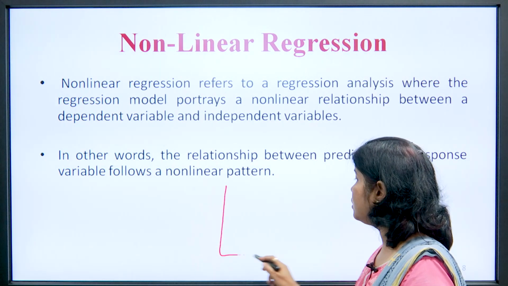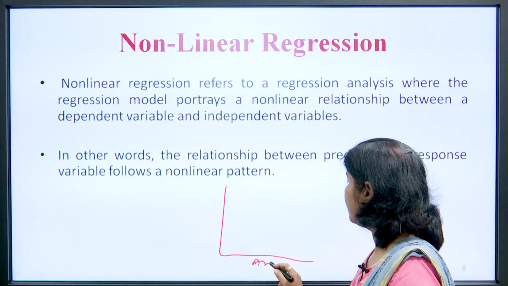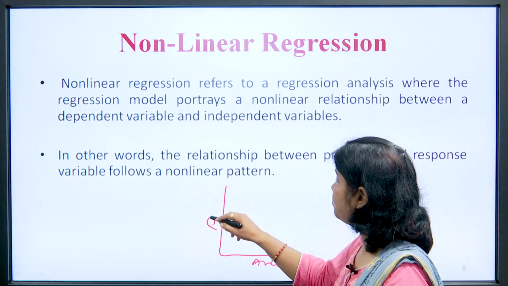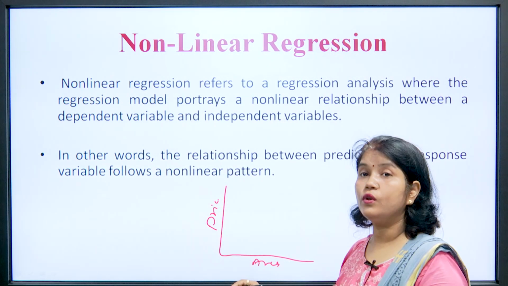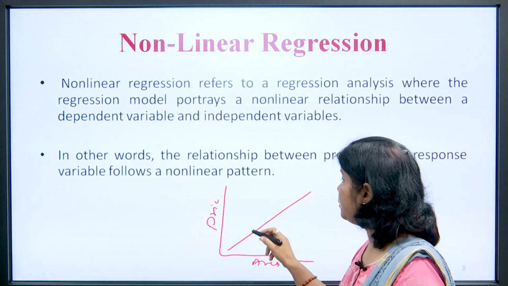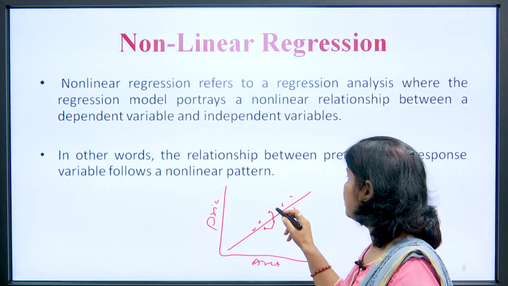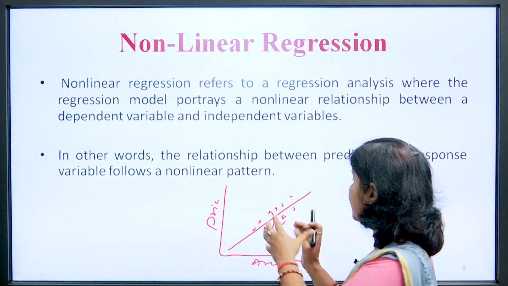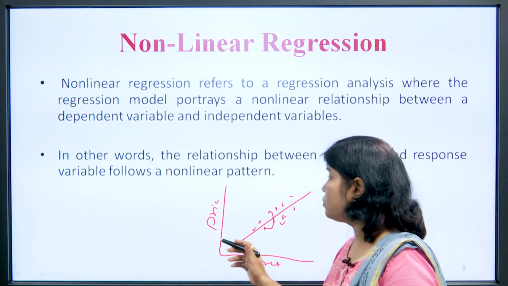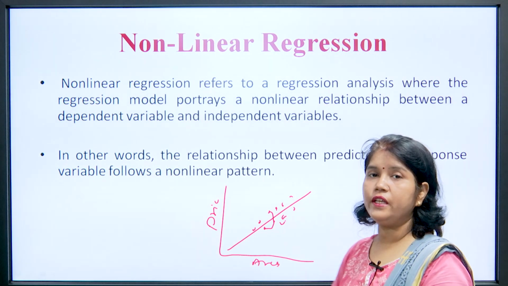So, if I am saying this is the area and this is the price. If it is of a linear nature, what happens? Your data will be scattered in a very close manner, right. So, this is the linear kind of nature.